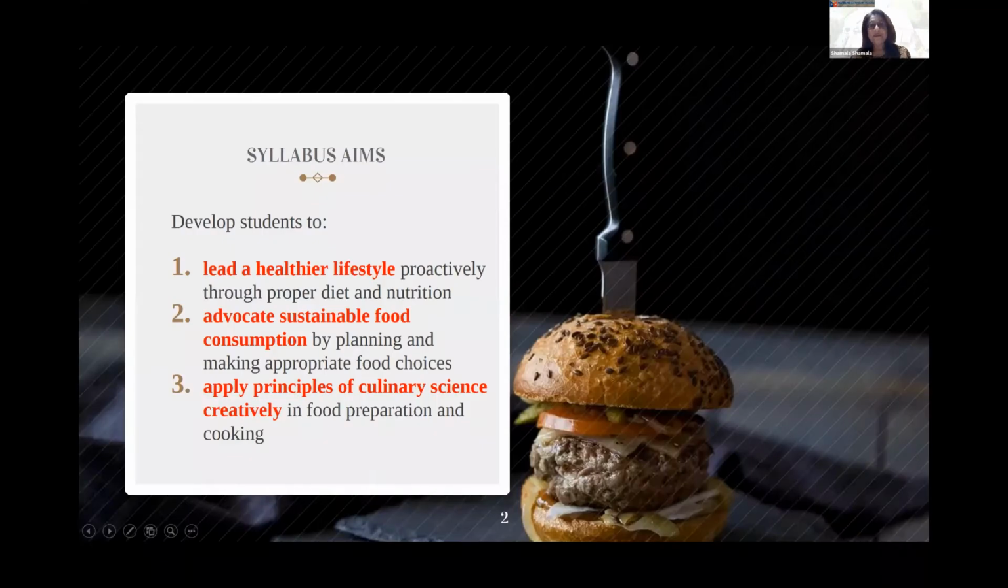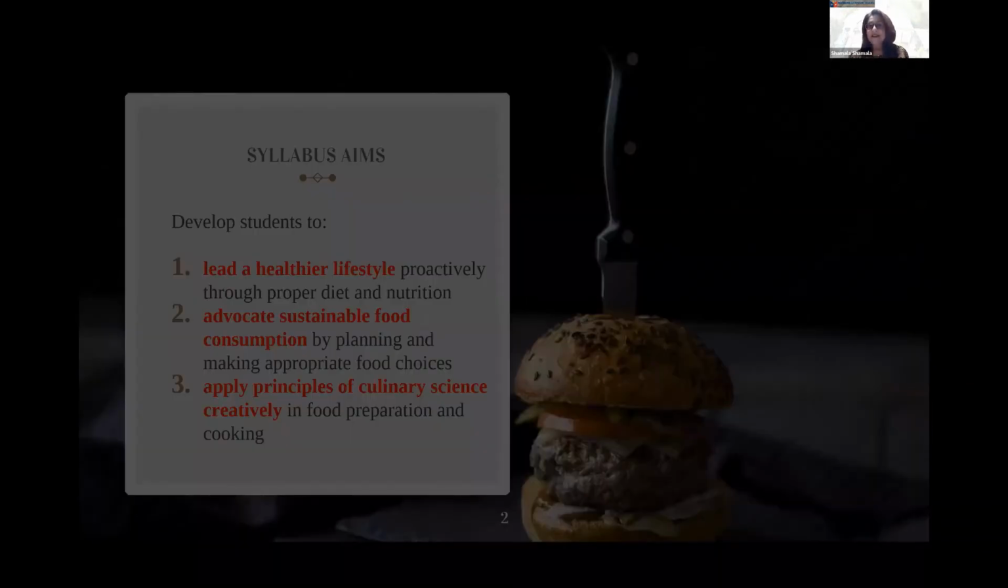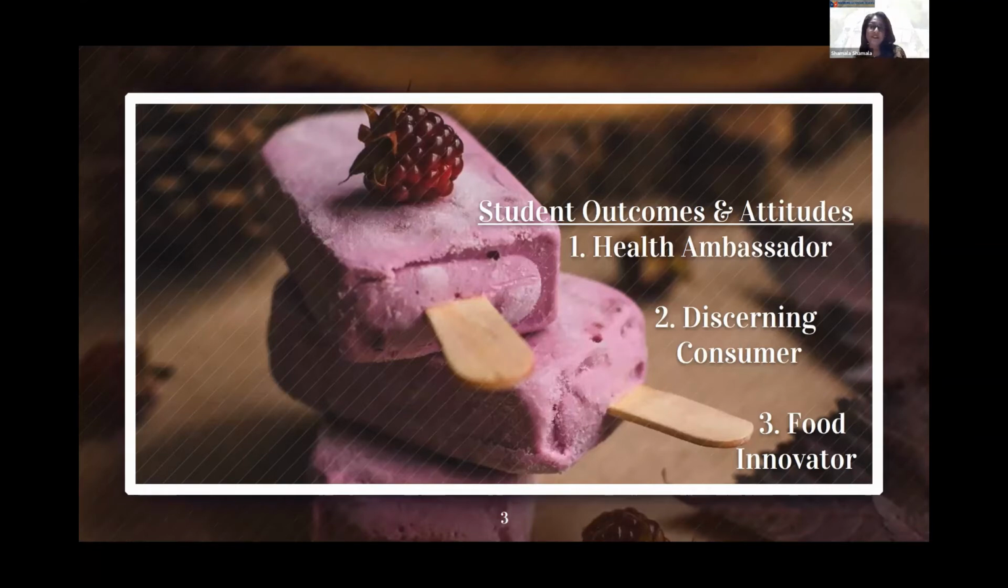Okay, let's look at the aims. This subject is aimed to develop students to lead a healthier lifestyle proactively through proper diet and nutrition, advocate sustainable food consumption by planning and making appropriate food choices, and apply principles of culinary science creatively in your food preparation and cooking. So let's look at the student outcomes and attitudes.